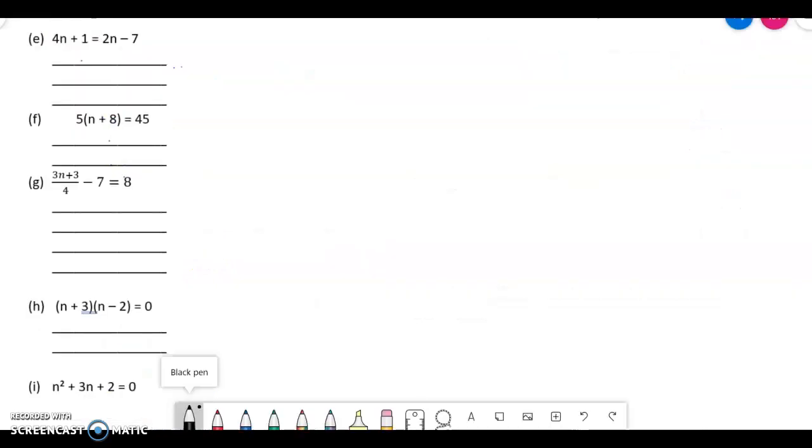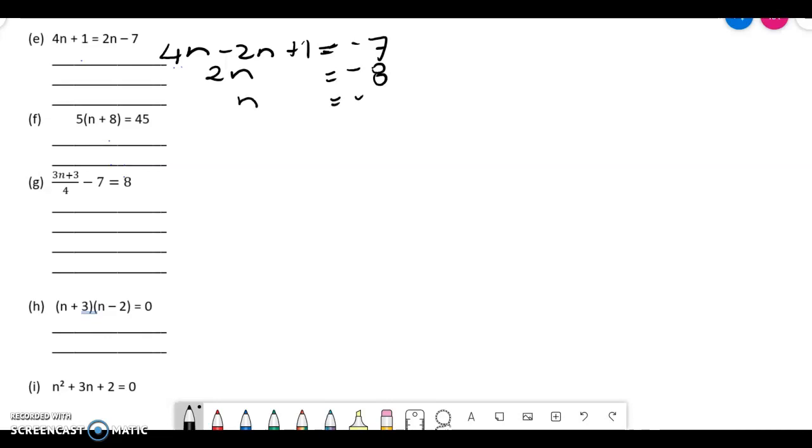So if we take the 2n over to the left side, we're going to end up with 4n minus 2n plus 1 equals negative 7. 4n minus 2n is 2n. See that plus 1? I'm going to take him to the other side of the equal sign. It becomes minus 1. Negative 7 minus 1 is going to have me on negative 8. And finally, if 2 times n is negative 8, divide the negative 8 by 2, so n is going to be negative 4.